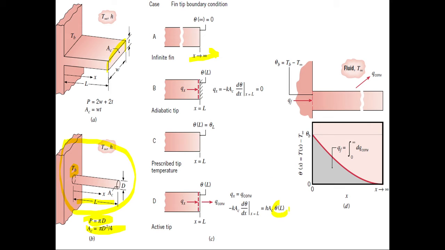We can use the term theta L in place of dT. So here you can also see T_B minus T infinite, the fluid temperature T infinite. You can also see it in all the diagrams, I think you can understand.